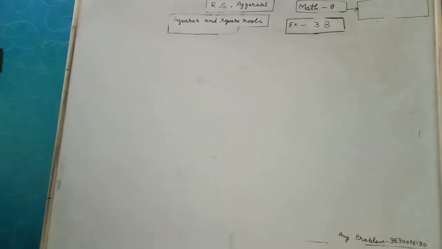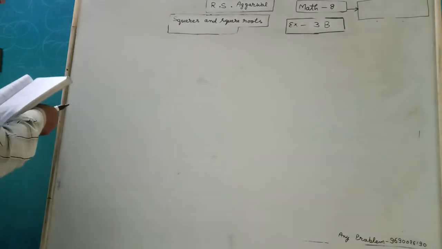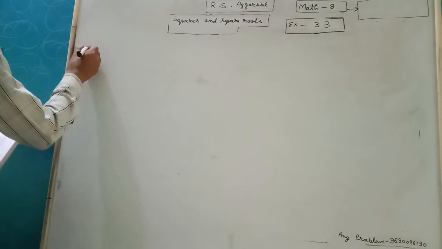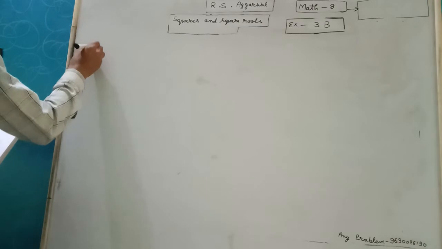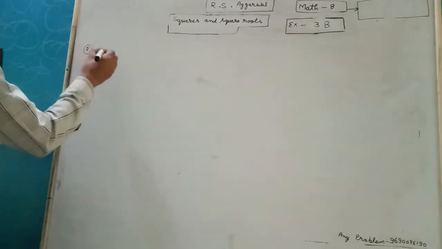8th class student, exercise 3B. Second question is, first question, write in summary. Second question is, write this type.